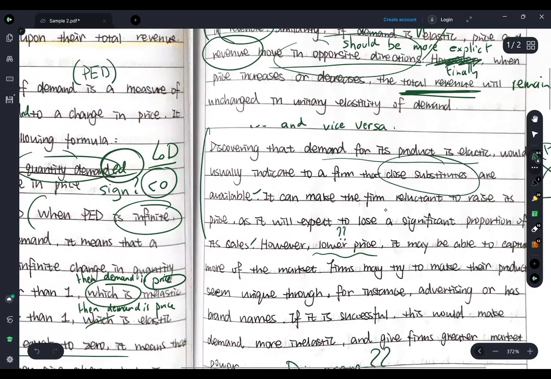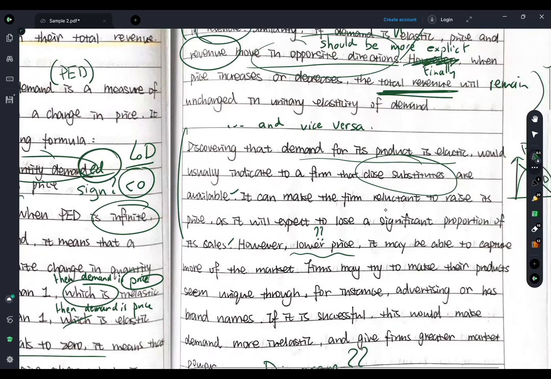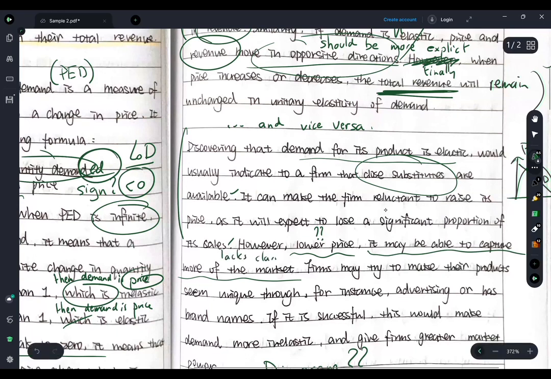It may be able to capture more of the market. So instead, it should be, however, if the demand is price elastic, the firm could capture more of the market by decreasing the price. So it's not very clear. We should rephrase it and essentially say that when the demand is price elastic, lowering the price would allow the business to increase its market share substantially, and to increase its total revenue. So that's something that should be made a bit more clear. So it lacks clarity for this one.